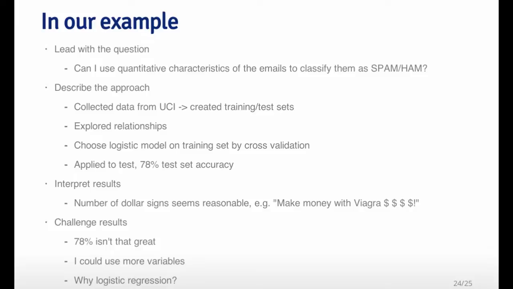The interpretation of our results was that more dollar signs seemed to indicate that an email was more likely to be spam, and this seems reasonable. We've all seen emails with lots of dollar signs in them trying to sell you something, so this is both reasonable and understandable. Of course, the results were not particularly great, as 78% test set accuracy is not that good for most prediction algorithms, and we probably could do much better if we included more variables, or a more sophisticated model, maybe a nonlinear model.